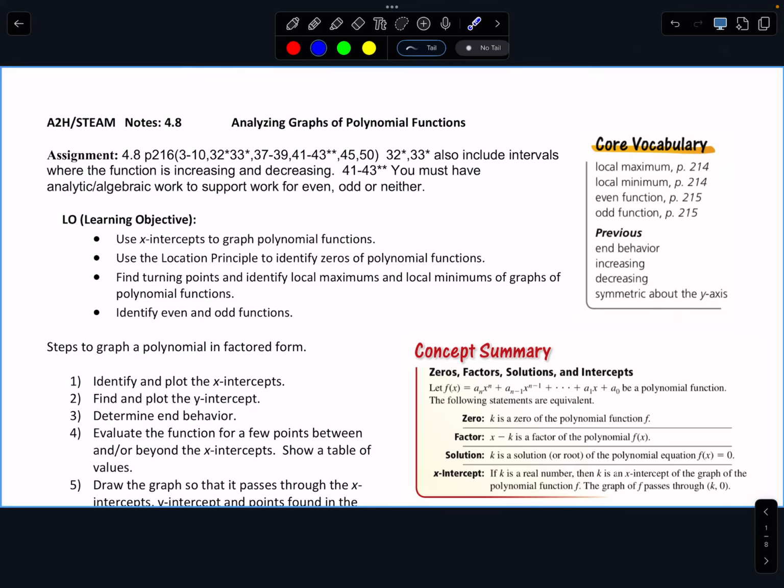Algebra 2 honors, notes for 4.8, we're analyzing graphs of polynomial functions. So today your polynomial functions will be given to you for graphing in factored form already. You don't have to do all the factorization.